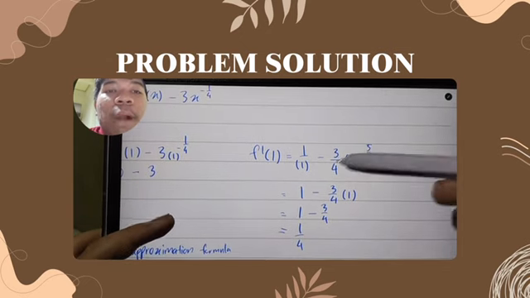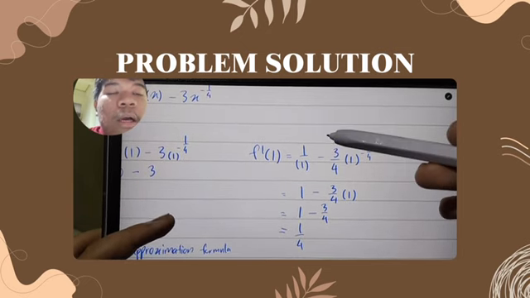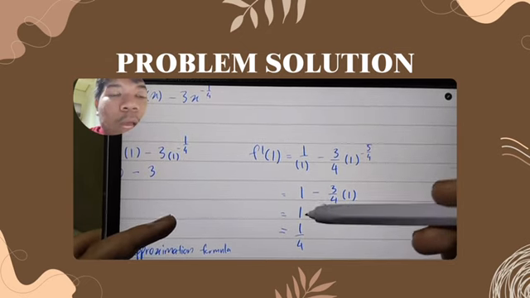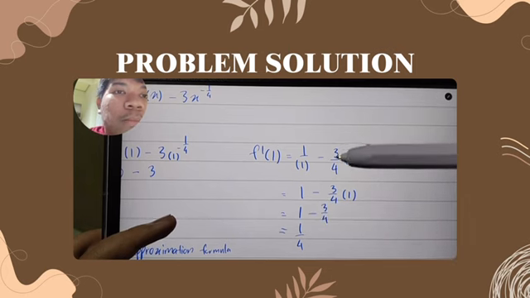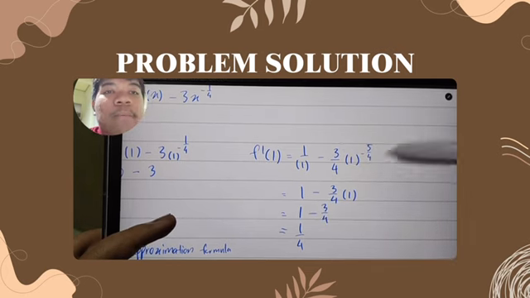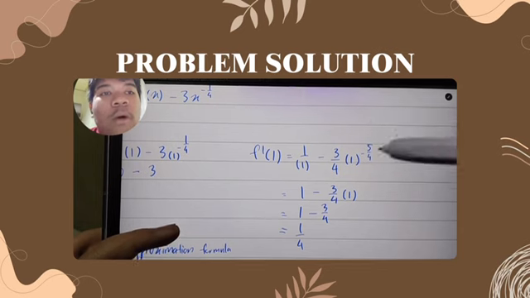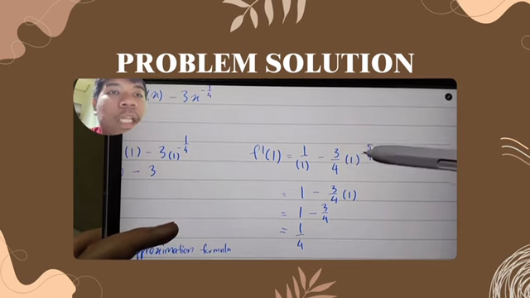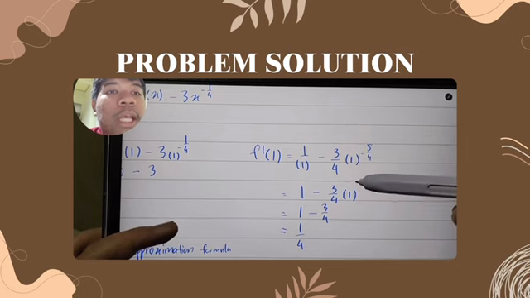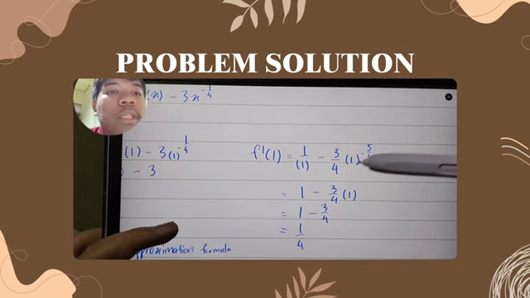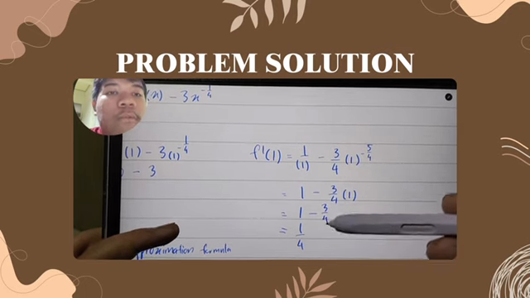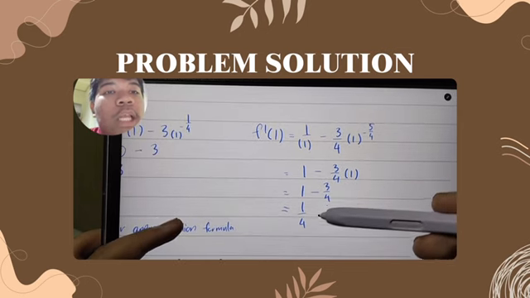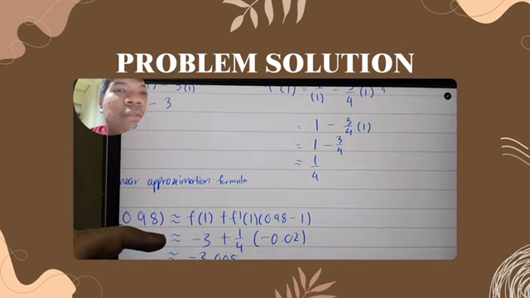And for f'(1), 1 over 1 we get 1, and then minus 3 over 4 times 1 to the power of negative 5 over 4. So 1 to the power of negative 5 over 4 is 1. So negative 3 over 4 times 1 is negative 3 over 4. So we minus it from 1 and we get 1 over 4.